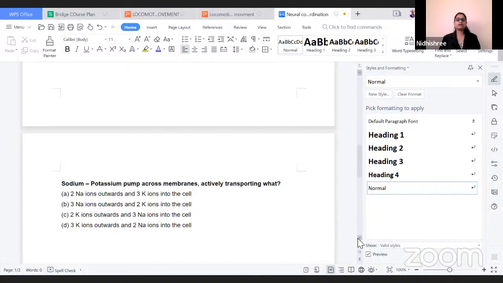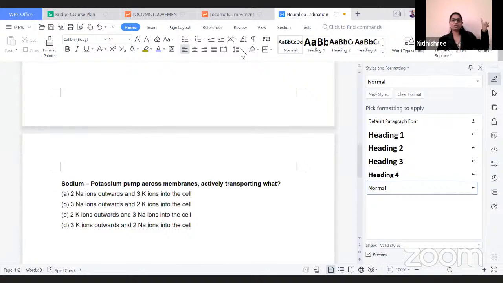Sodium potassium pump across membranes actively transporting what? What does it actually transport? Option A, 2 Na ions outwards and 3 K ions into the cell. Option B, 3 Na ions outwards and 2 K ions into the cell. Option C, 2 K ions outwards and 3 Na ions into the cell. Option D, 3 K ions outwards and 2 Na ions into the cell. 5, 4, 3, 2, 1.